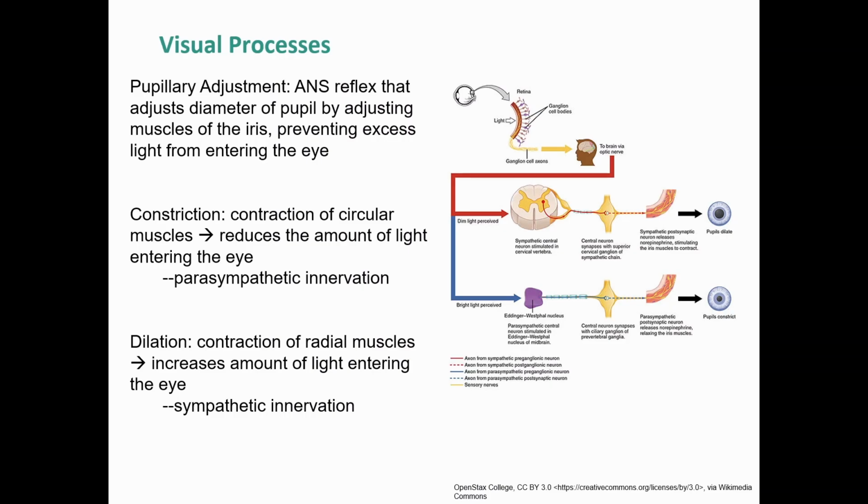So if we look over here on the picture, we see what happens when dim light is perceived. The sympathetic central neuron is stimulated. We send that along, and then we release norepinephrine so that we can contract those muscles in the iris so that we can dilate the pupils. Whereas when bright light is perceived, I don't expect you to memorize this picture exactly, but parasympathetic is releasing that neurotransmitter, and pupils constrict.